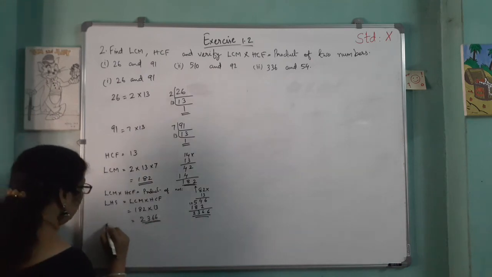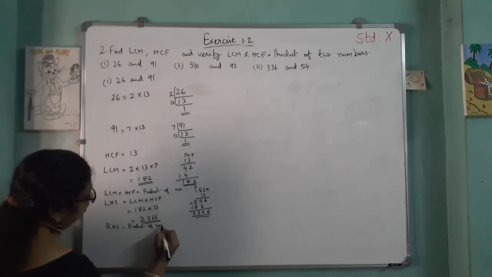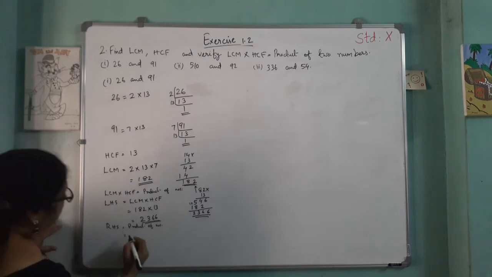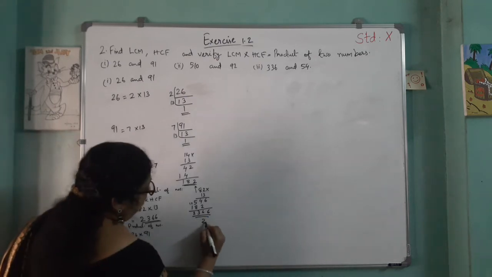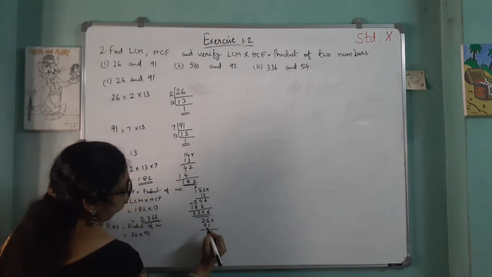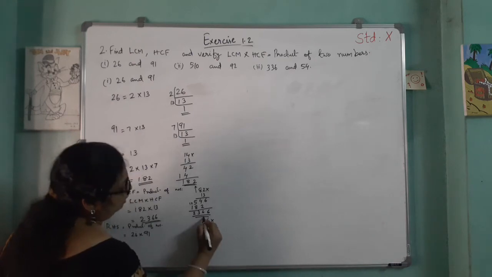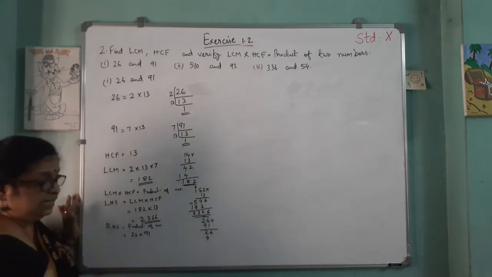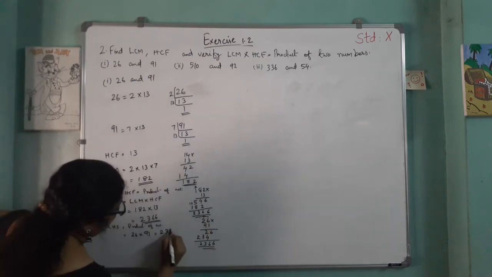So next RHS equal to product of numbers. That equal to, what are the numbers? 26 into 91. That also we can multiply 26 into 91. 1 into 6, 6. 1 into 2, 2. 9 6 are 54. 5 here. 9 into 2, 18 plus 5, 23. Then adding we get 2, 3, 6, 6.